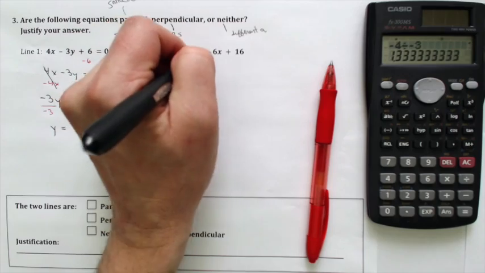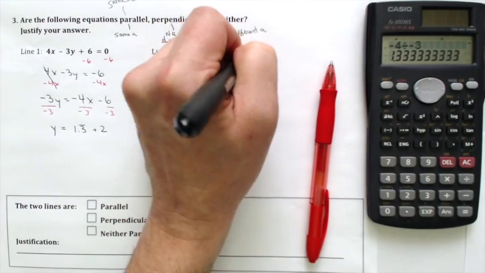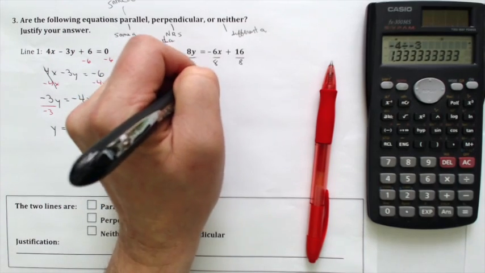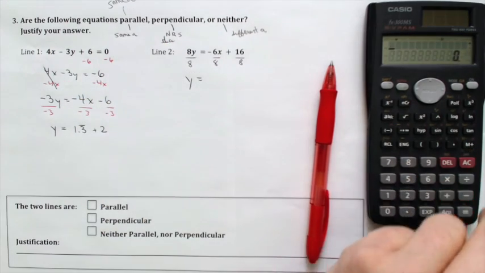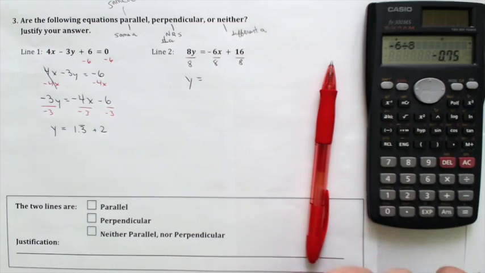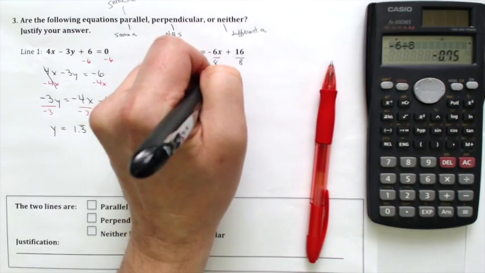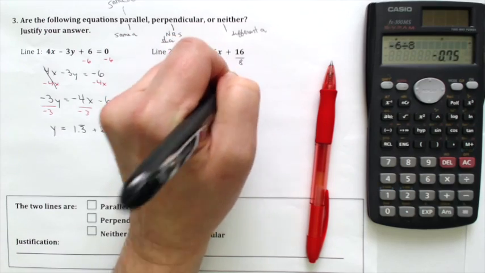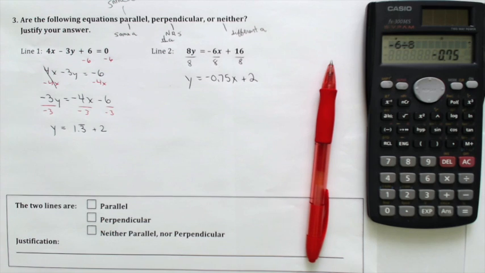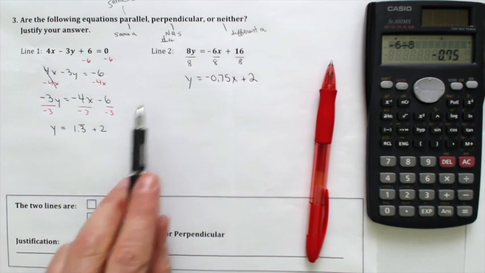Over here, a little easier. I only have a little bit of work to do. I just have to divide everything by 8. And that's going to leave me with y is equal to negative 6 divided by 8 is going to be equal to negative 0.75 x plus 2 again. So we can see right away that the lines are definitely not parallel.